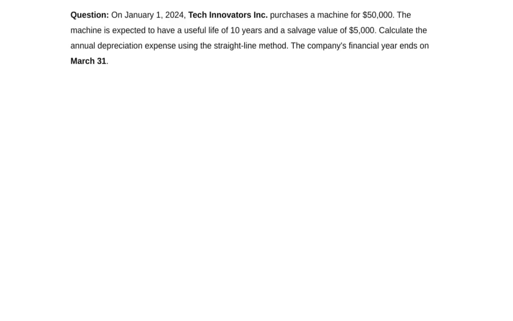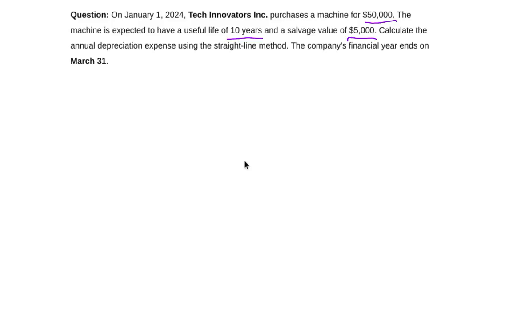Alright, so on January the 1st, 2024, Tech Innovators Inc. purchased a machine for $50,000. The machine is expected to have a useful life of 10 years and a salvage value of $5,000. Calculate the annual depreciation expense using the straight line method.